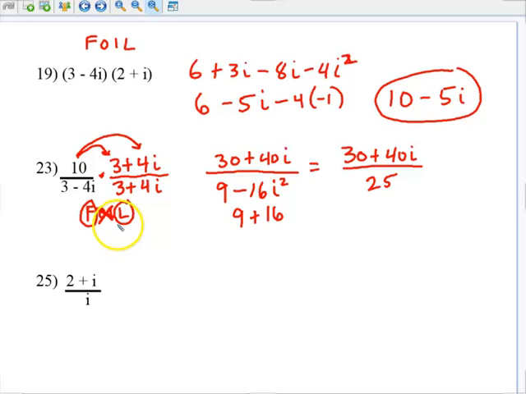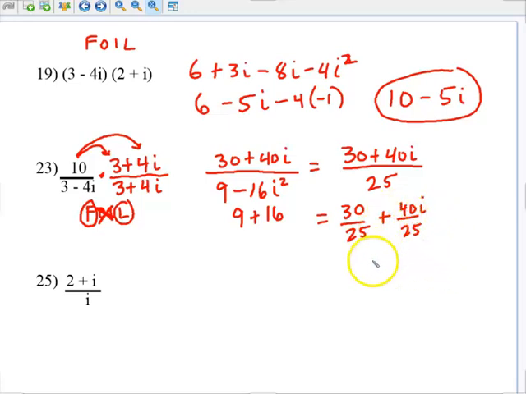So this is a good visual for you to see how using the conjugate turned a complex number into just a regular whole number. And the way we write fractions that are complex numbers is we just break them up into two separate parts. So the real number part would be 30 over 25. And then the imaginary fraction part would be 40i over 25.